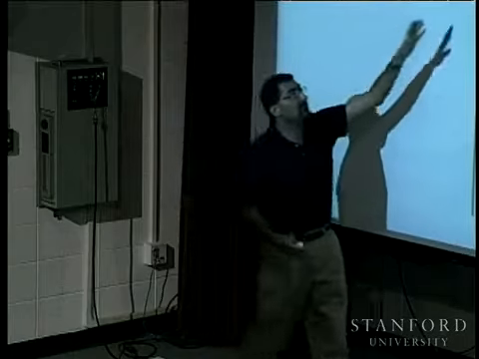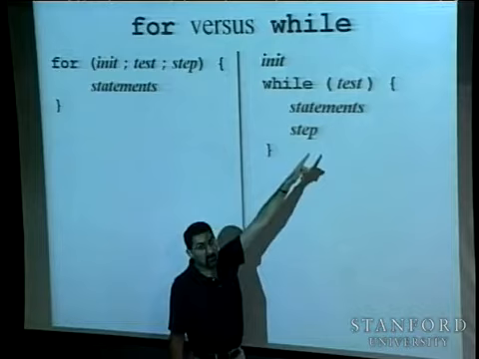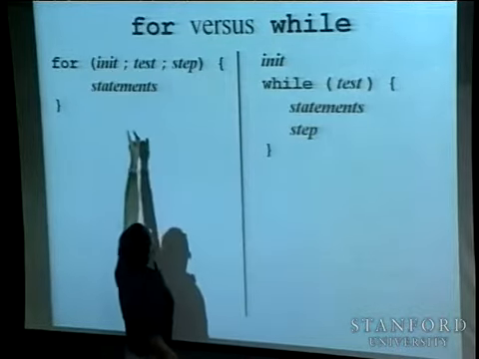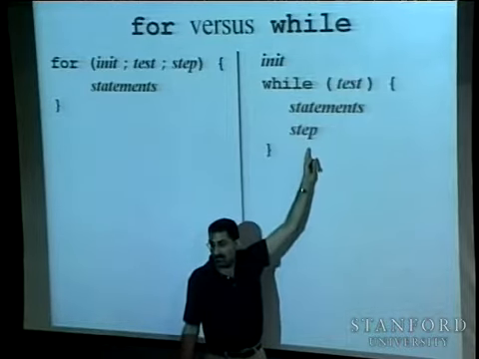That would be exactly equivalent if I wrote it like this. The init happens once before the loop. I have some while loop that checks the same test. I have the same set of statements that would be in the for loop body, and I do the equivalent of the step in the for loop at the very end of the loop.